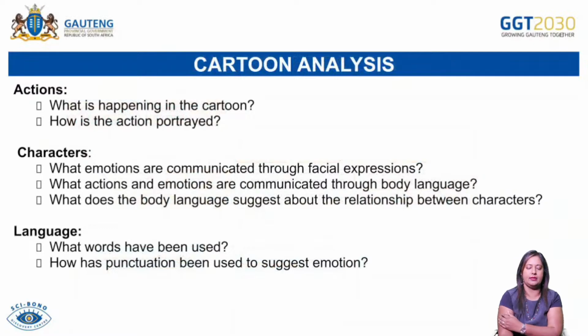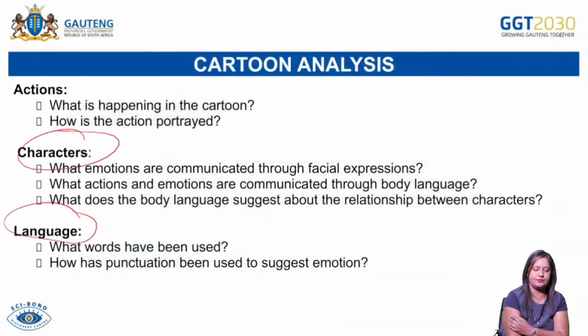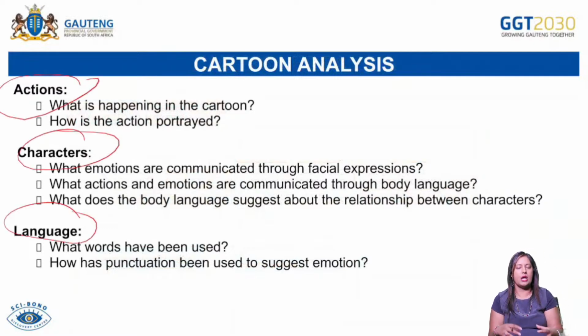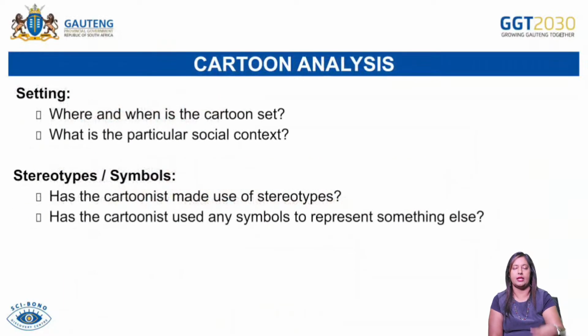Then when looking at the language, all right, what words have been used? So the diction will play a part here. The punctuation mark, when they're using the question mark and the exclamation mark next to each other, why was that used? How did that showcase the anger or the frustration or the upset mood that the mother was experiencing?